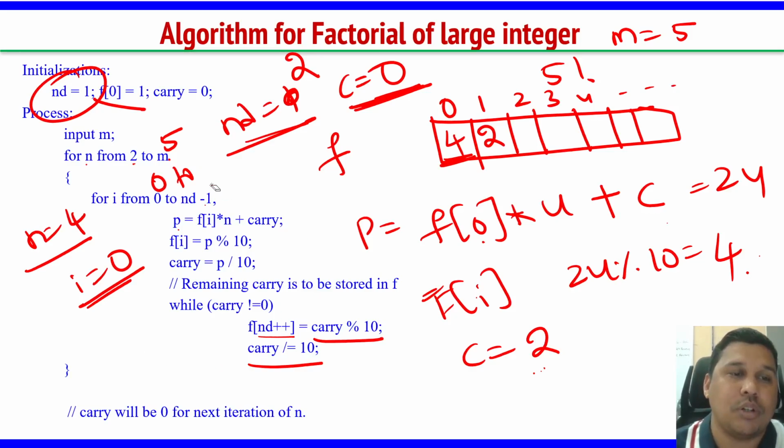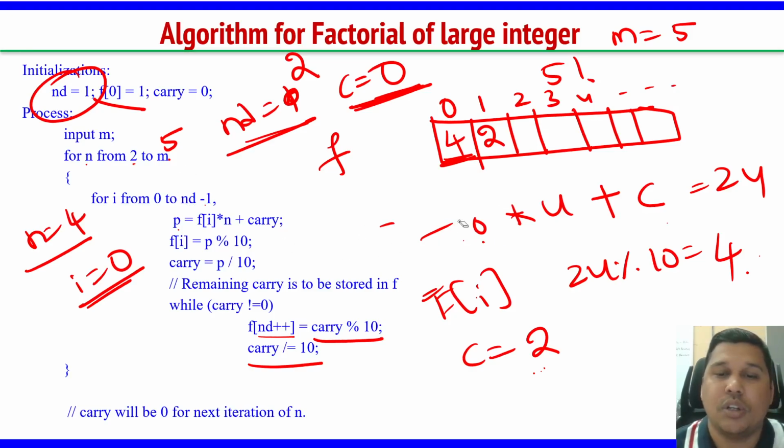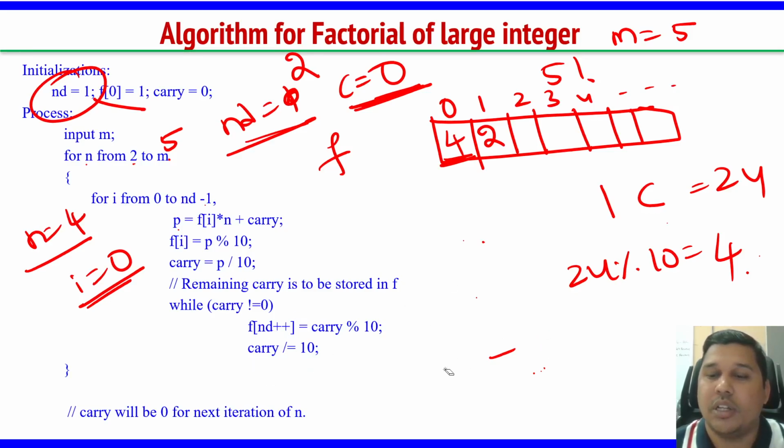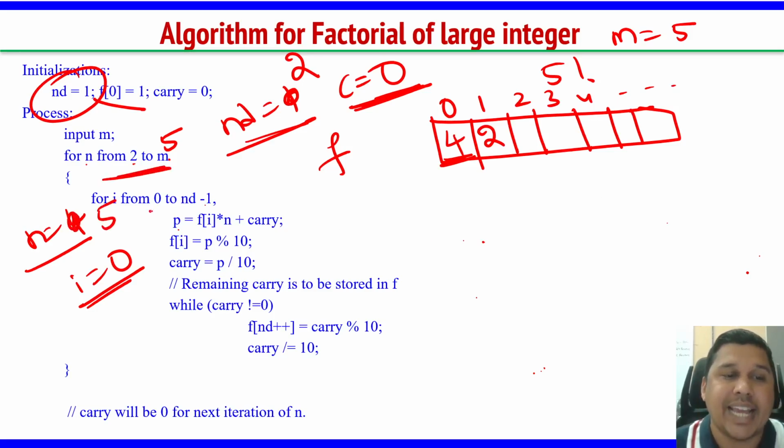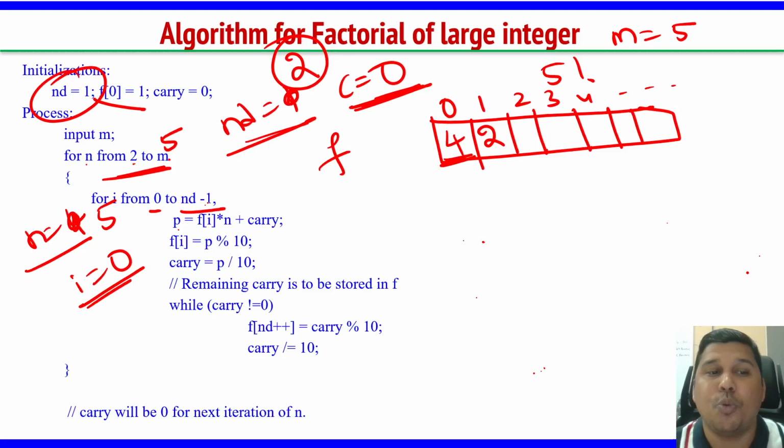Again go up now. Now n value will change again, so after multiplying with 4, we got this as the value. Go to third iteration or the final iteration. N value becomes 5 here. Again I equal to 0 to nd minus 1. In this case now what is nd value? 2. 2 minus 1 means 1. So I have to iterate it 2 times, nd 0 and nd 1.